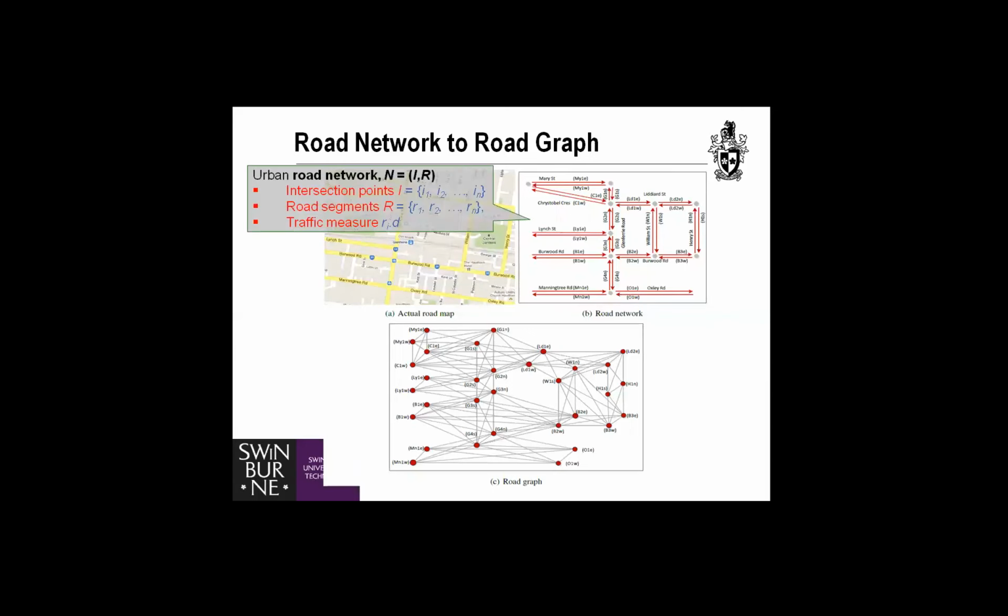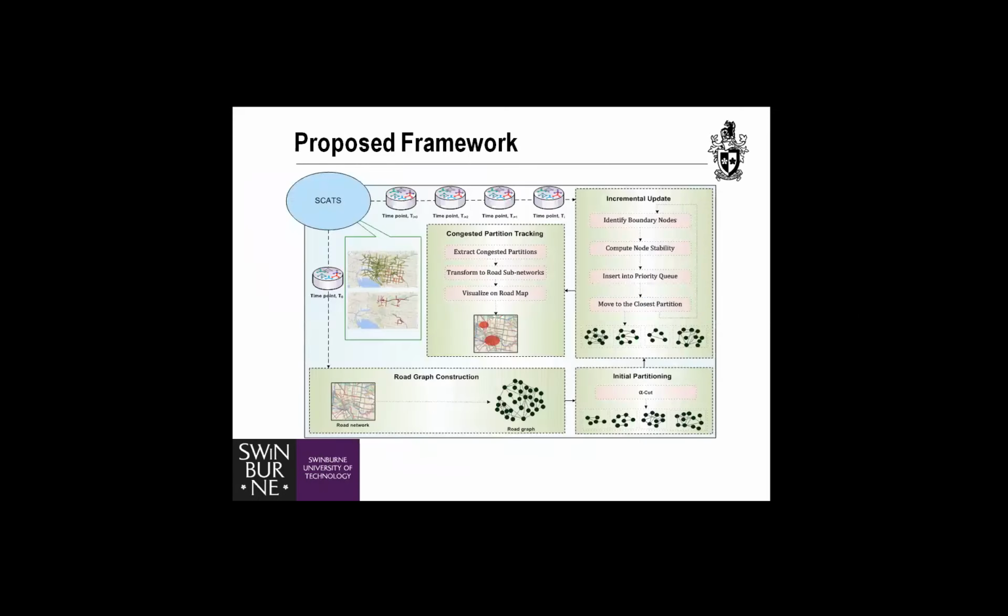A road network comprises a set of intersection points and a set of road segments, where each road segment has certain traffic measures associated with it. Then in the road graph, we have nodes and links, where each node has certain feature values which come from the traffic measures of the corresponding road segment. And here we go on to the proposed framework.